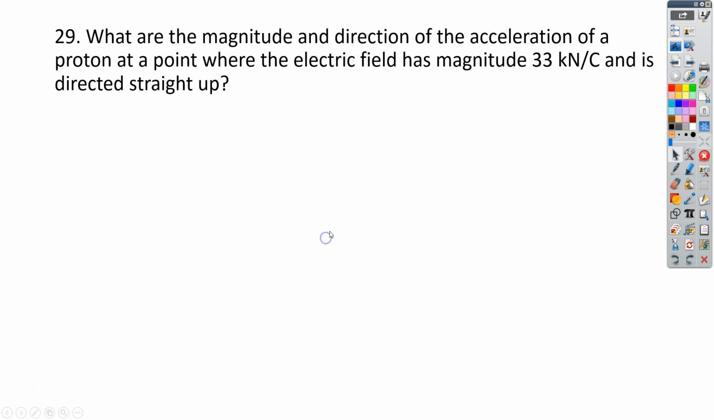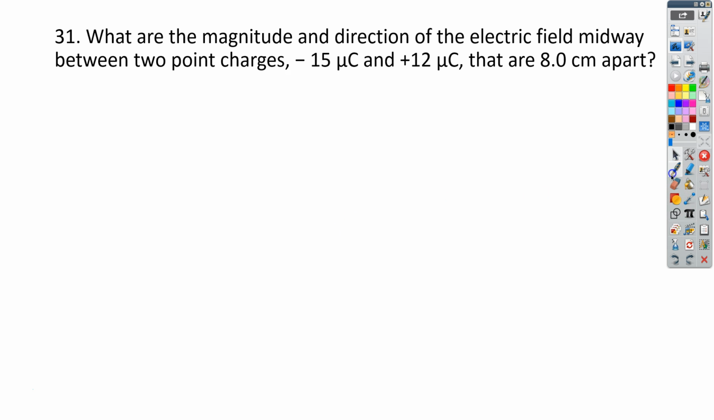Let's go ahead and take a look at number 31. It says, what are the magnitude and direction of an electric field midway between two point charges, negative 15 microcoulombs and positive 12 microcoulombs, that are 8 centimeters apart? So first thing we need to do is let's just draw this situation. So here I've got a plus 12 microcoulomb, and over here I'm going to have a negative 15 microcoulomb, and these are 8 centimeters apart.